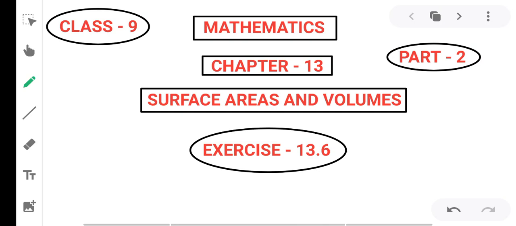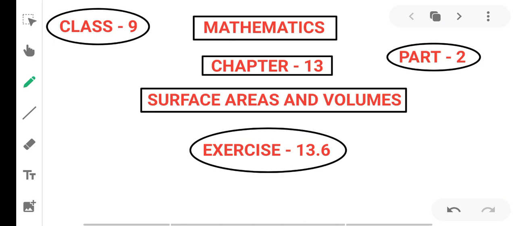Today, we discuss the mathematics of class 9, chapter number 13, surface areas and volumes, right? So, students, we have completed part 1, and in part 1 we have seen 13.5, and we have done the questions related to the volume of the cube and cuboid. I hope you all understood the formula of the volume of the cube and cuboid, and now you are able to do exercise 13.5.